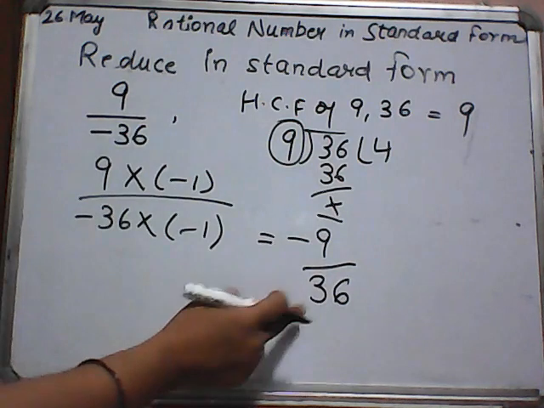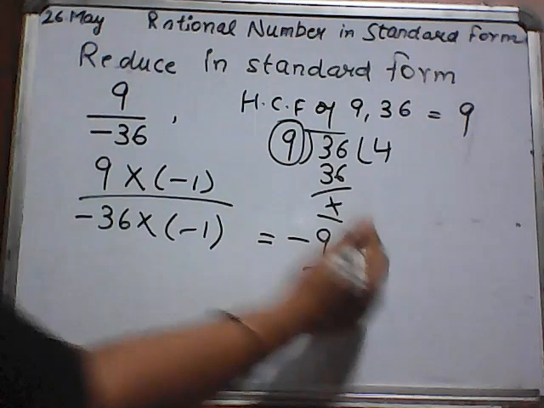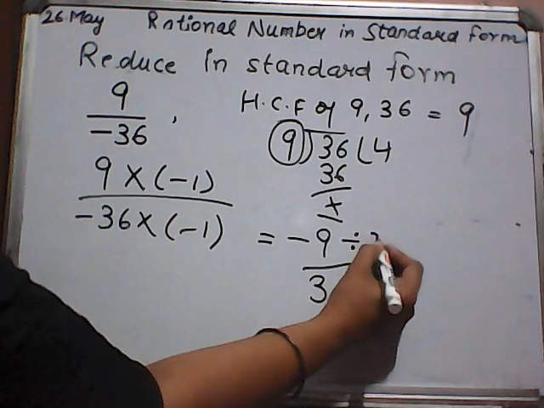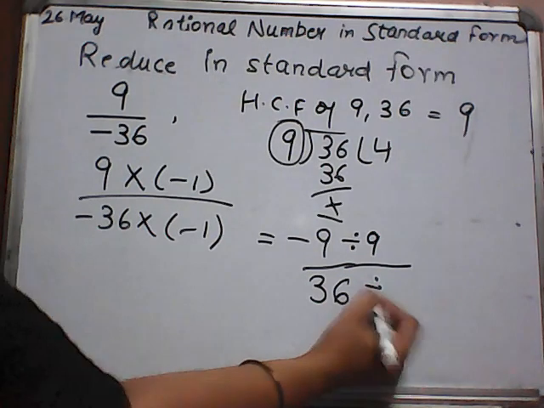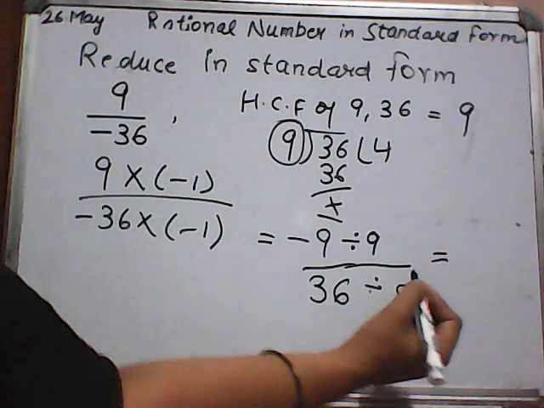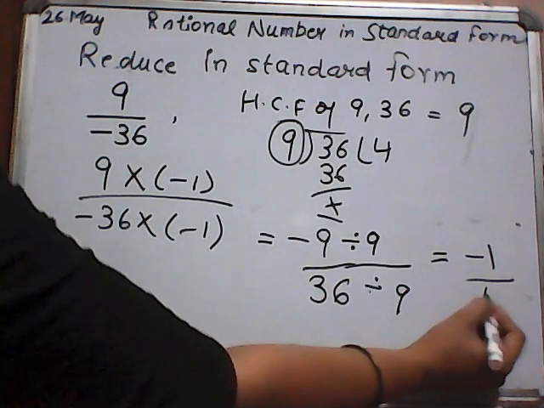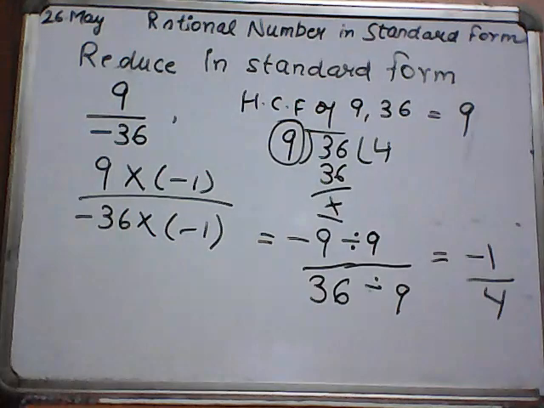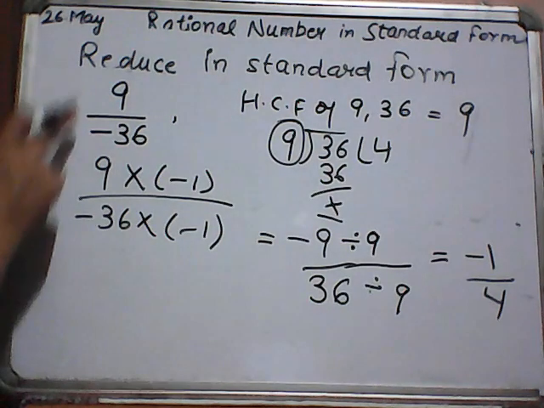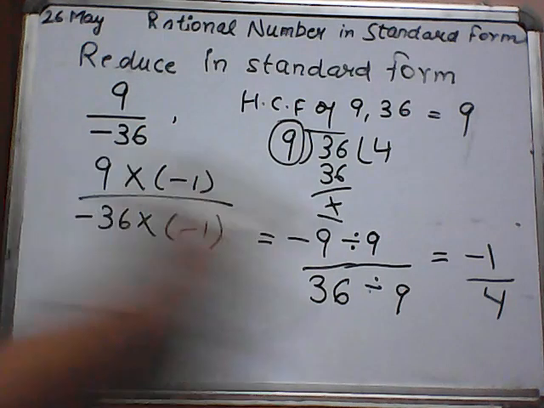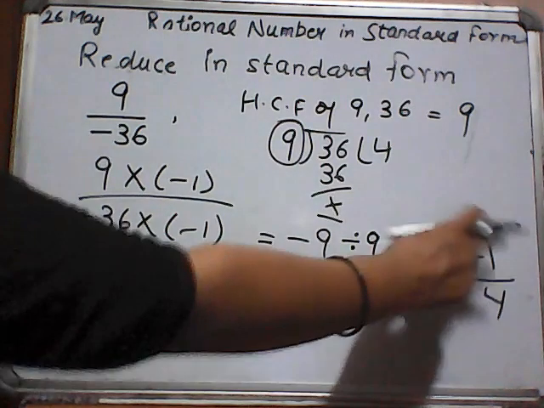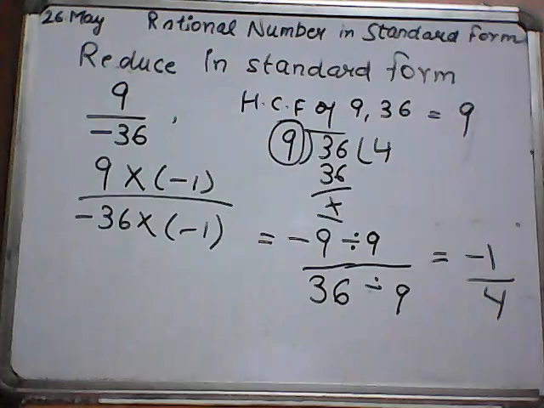Now minus 9 by 36, divide the numerator and denominator by their HCF, which is 9. Minus 9 divided by 9 is minus 1, and 36 divided by 9 is 4. Minus 1 by 4 is the standard form of 9 divided by minus 36. Here the denominator is positive and the only common factor between the numerator minus 1 and the denominator 4 is 1. In this way you can reduce to standard form.